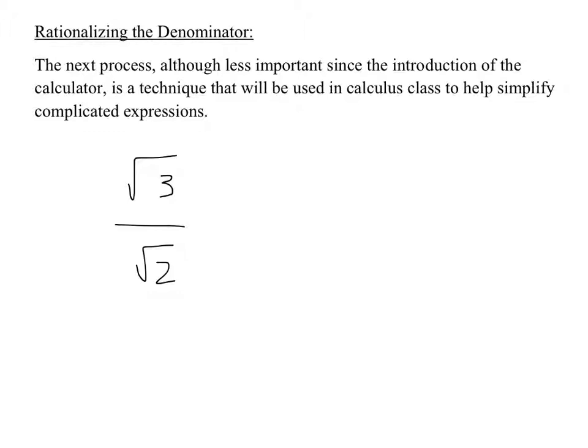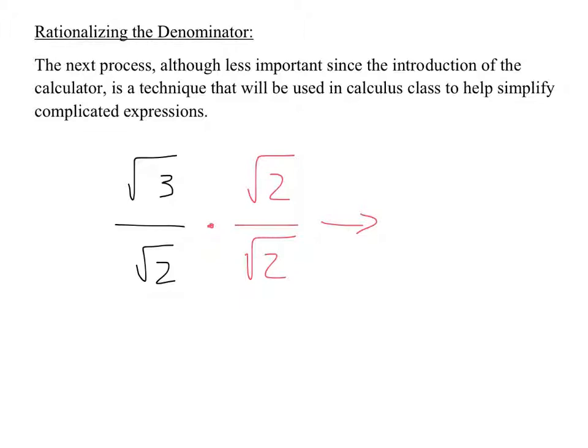So if I were to look at the bottom and I see that it's a radical 2, if I multiplied by radical 2 over radical 2, that doesn't change the value of the expression. Remember when you find a least common denominator, when you're adding or subtracting fractions, you multiply by like 2 over 2, or 7 over 7. What's radical 2 over radical 2 really? 1. So you're really multiplying by 1 in essence.